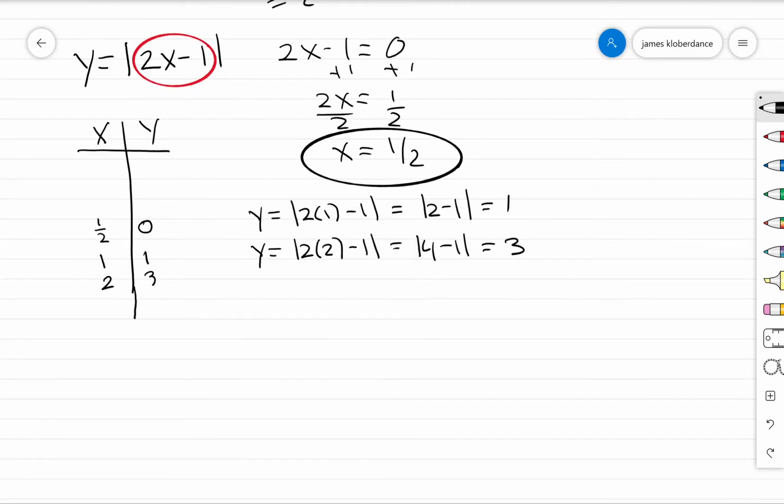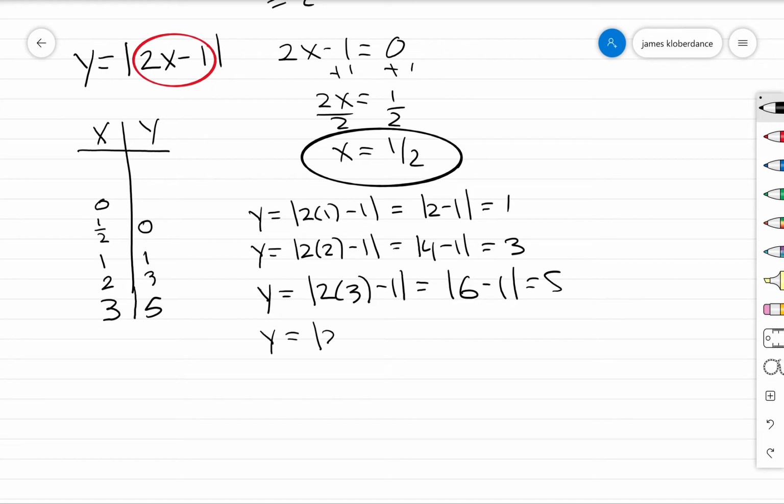All right, let's resize this a little bit. When x equals 3, I get 2 times 3 minus 1 equals 6 minus 1 equals 5. Okay, now let me go the other direction. When x equals 0, I get 2 times 0 minus 1 equals 0 minus 1, which is -1. So it's going back up again.